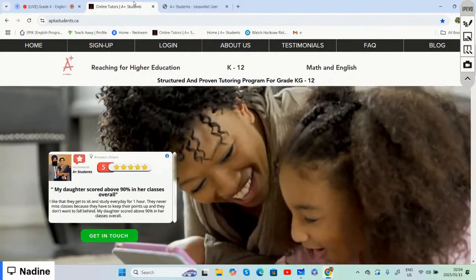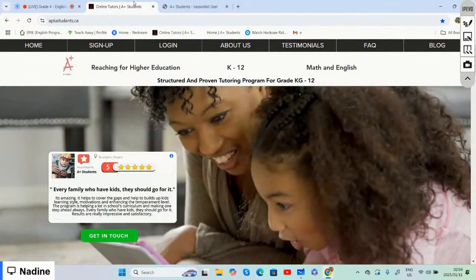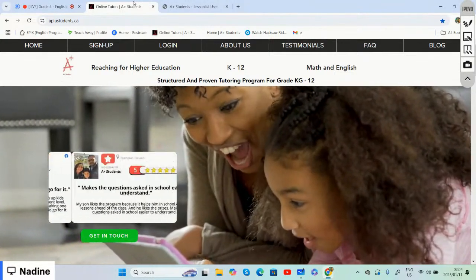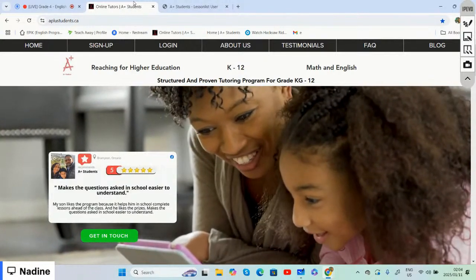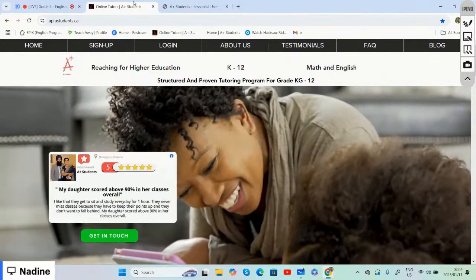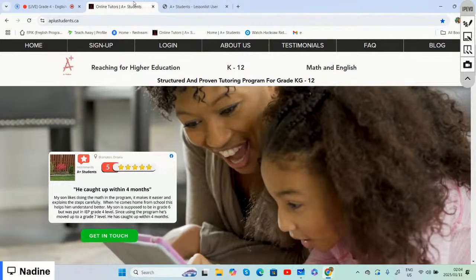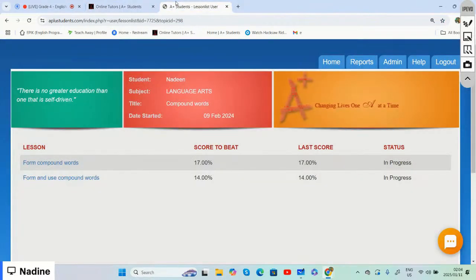all right, so we see that we're doing a grade 4 English lesson. We're going to go to aplusstudents.ca with the username as well as our password. Then we're going to the subject of English language arts. We're doing grade 4. And then we're going to scroll down until we get to our chapter of compound words.